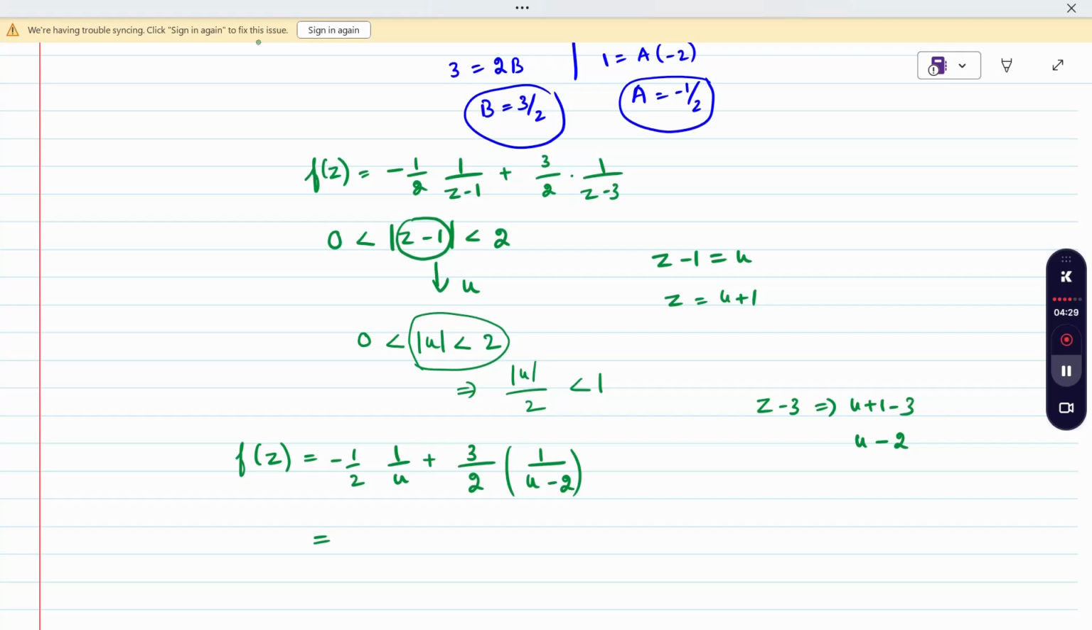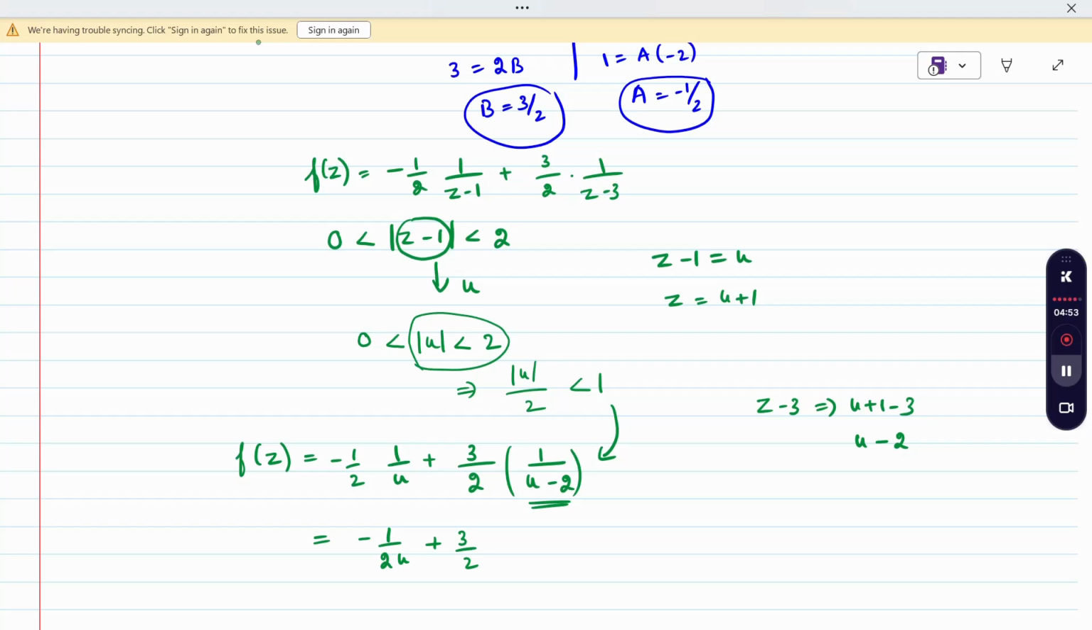Whether it is cancelled with this, we have to cross check it. So now minus 2u as it is, plus 3 by 2. In this term only, I have to check with respect to this condition: modulus of u by 2 is less than 1. I have to write it in this format, then I can expand it.